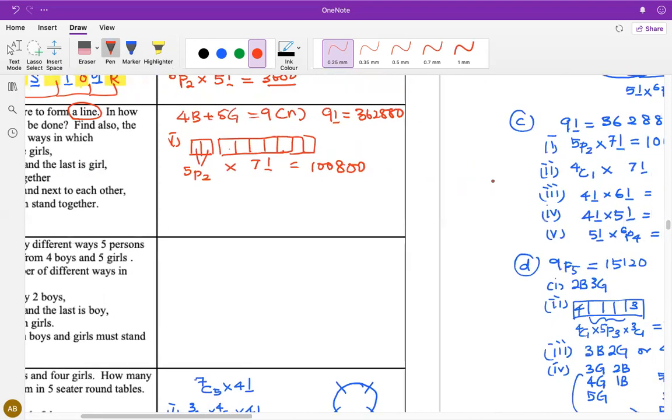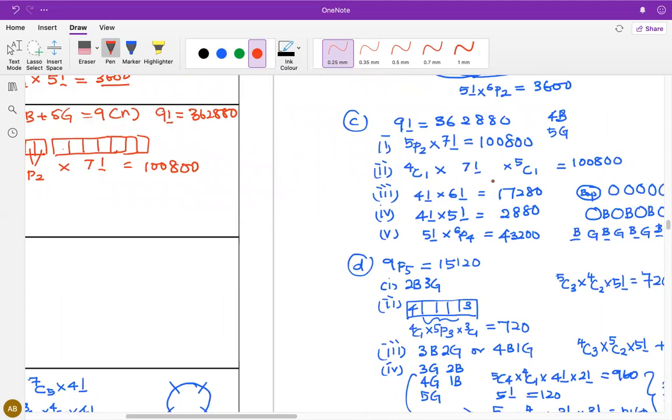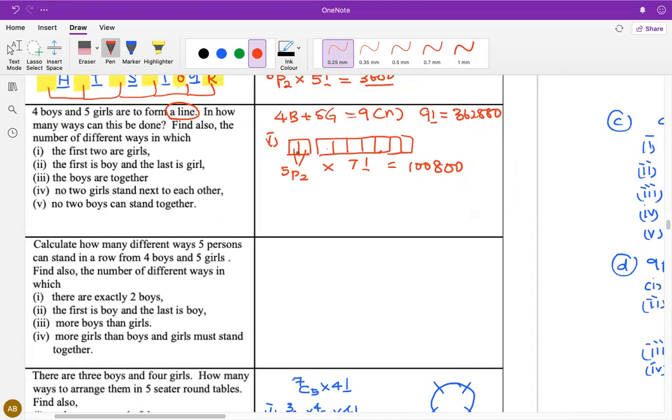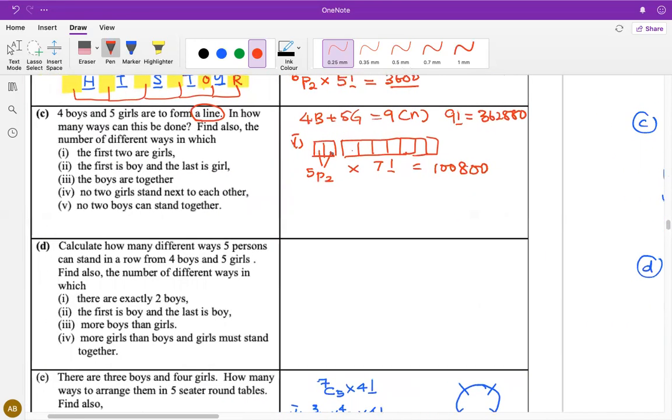Or what can you do? We choose 2 girls, right? We choose 2 girls and then we arrange them. So 5C2 times 2 factorial. So it's the same, 5C2 times 2 factorial, so it's 5P2. Or we choose the girls first, then we arrange the 2 girls, then we arrange the 7, including boys and girls. So it's the same, okay? So let me check: 5C2 times 2 factorial times 7 factorial.